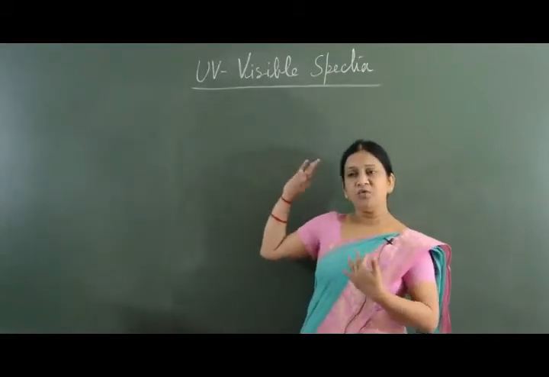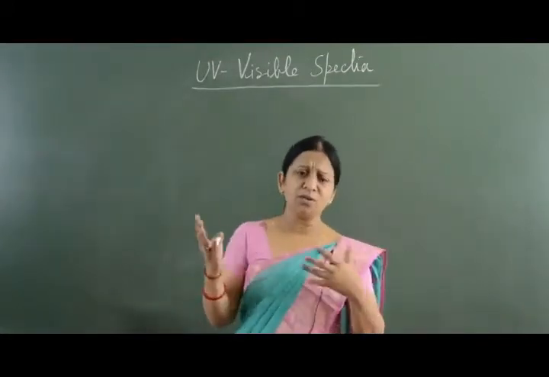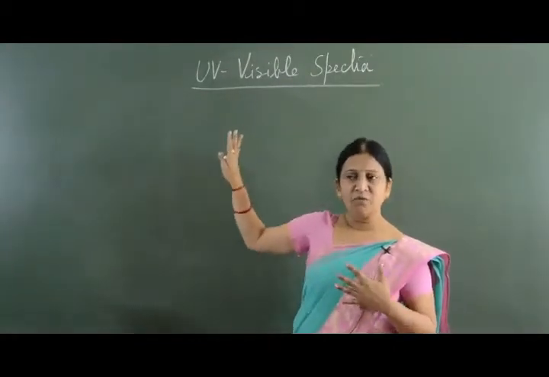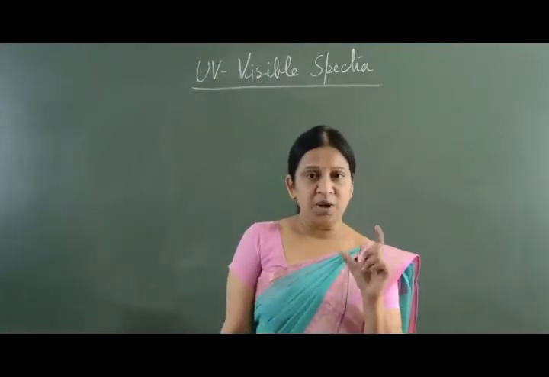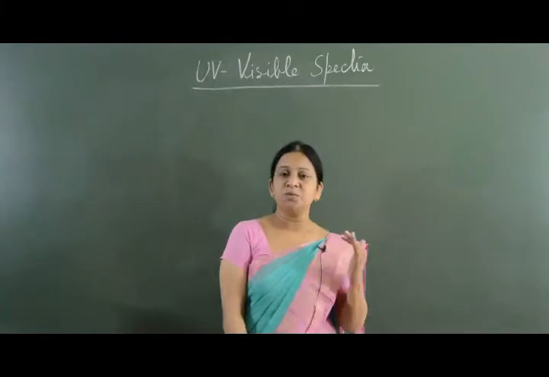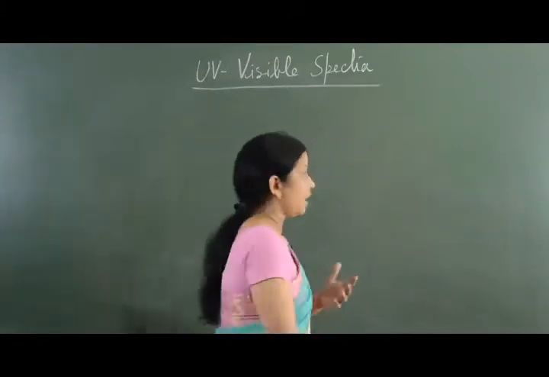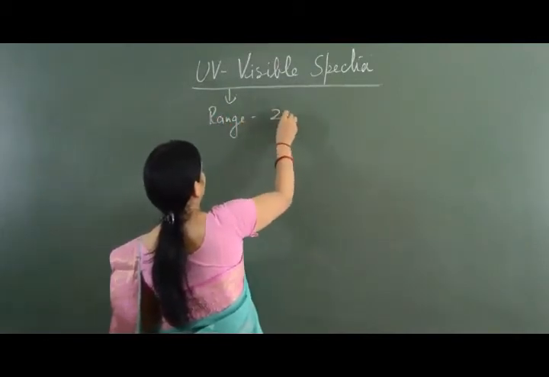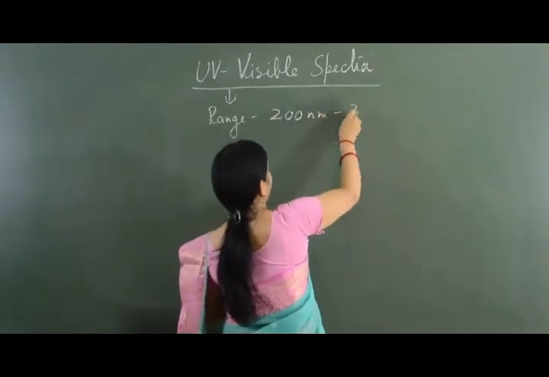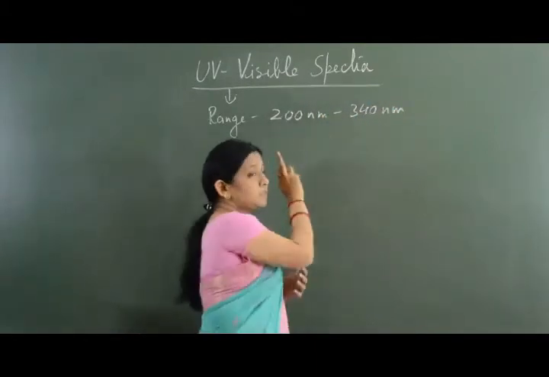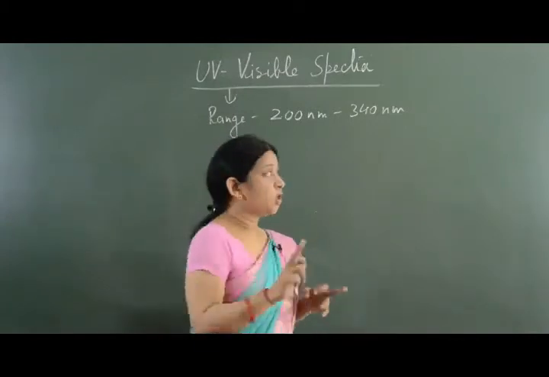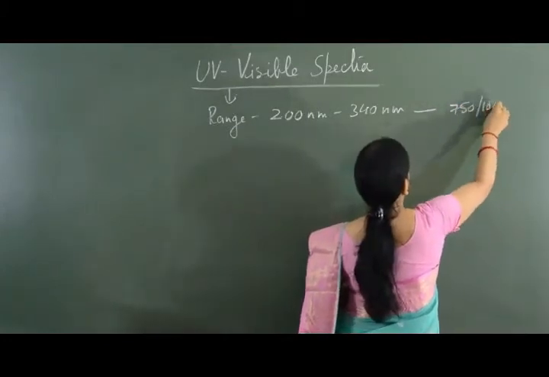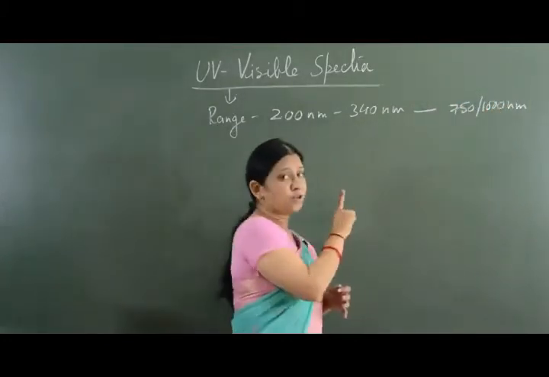Although we write UV visible spectra, we are going to concentrate on UV spectra, which is ultraviolet spectra. The range of ultraviolet or UV visible spectra is given in terms of wavelength, in nanometers. The range of UV spectra is from 200 nanometers to 340 nanometers. This is the pure UV range. Then 340 to around 750 or 1000 nanometers is the visible range.